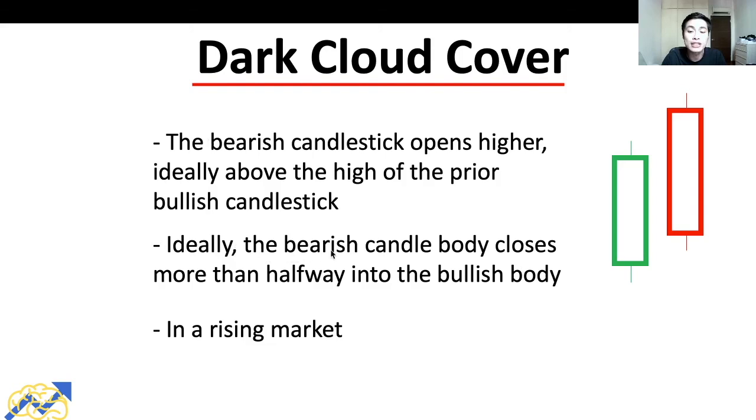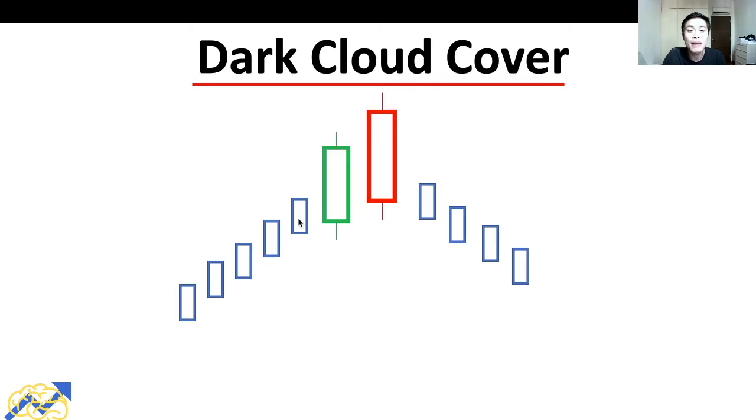Ideally, we want to see the bearish candle body closes more than halfway into the bullish body. And we want to see this pattern forming in a rising market. In a rising market, when a dark cloud cover pattern forms, this indicates to us a possible bearish reversal signal. And the bearish reversal signal tells us that there's a high chance that prices are likely to decline after.